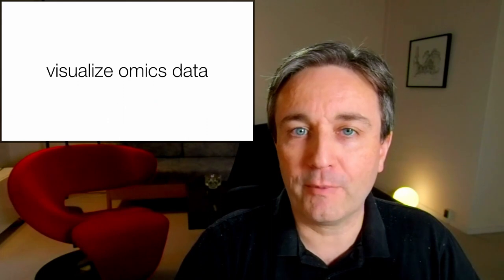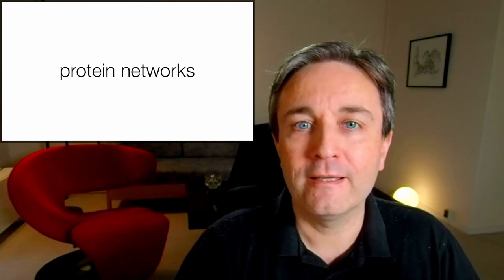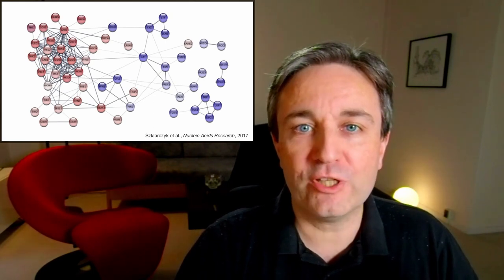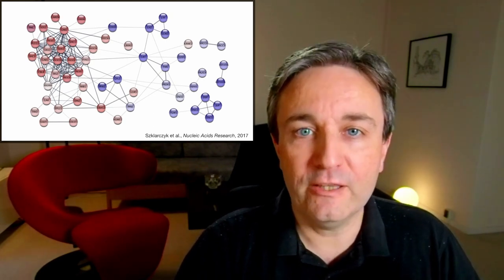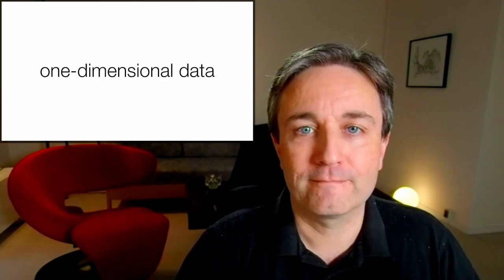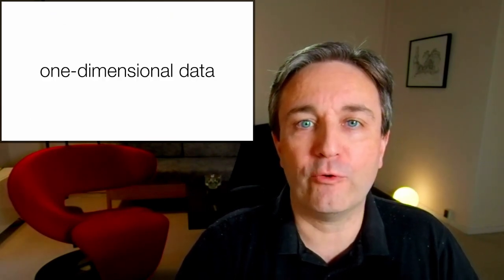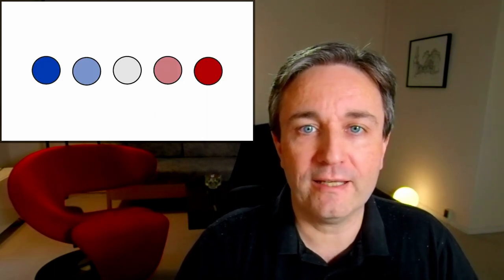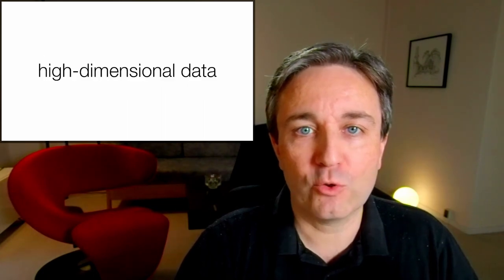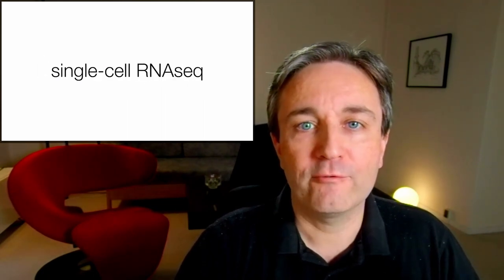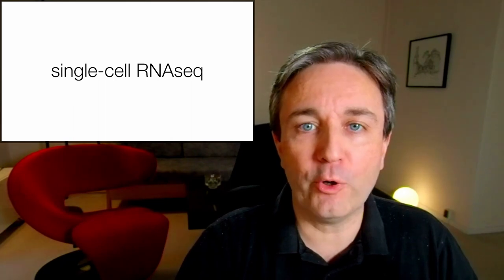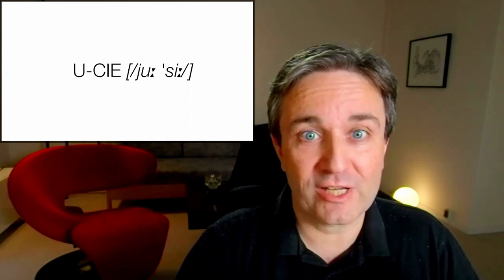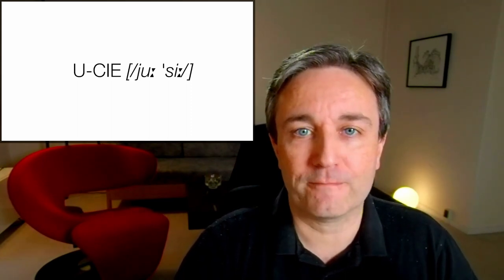I've earlier talked a lot about how you can visualize omics data, especially on protein networks, to produce figures like this that show how proteins are regulated in an experiment in the context of an interaction network. However, this approach really only works for one-dimensional data, such as log fold change values, which you can encode using a linear color gradient. So what do you do if you have high-dimensional data, for example coming from single-cell RNA-seq experiments or from microbiome composition studies? Well, that is precisely what the UC tool is designed to address.